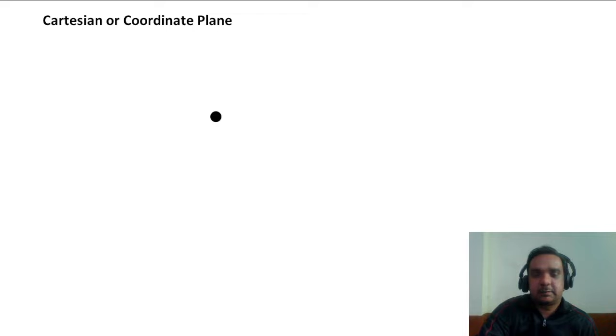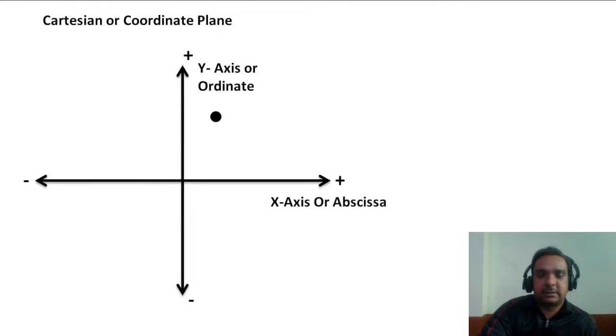Now we can see a point on the screen. If I ask you what the position of this point is, you will say it is in the upper part of the screen or in the left side of the screen. But this is not the way to answer. To find its exact position, we need two perpendicular lines. These lines are called coordinate axes.